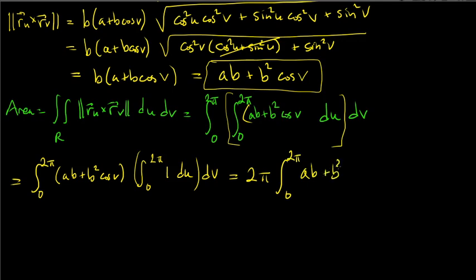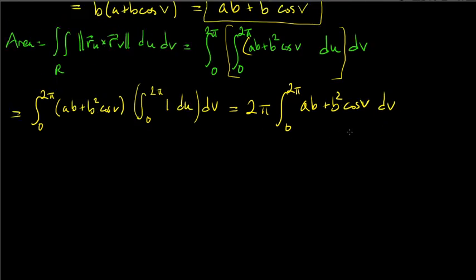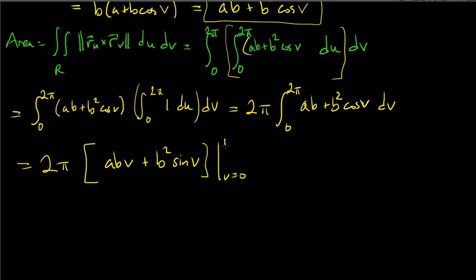Now comes the hard part, I suppose. I mean, it's not that hard, but it's the v integral now, right? So ab is a constant, b squared is a constant, but we just have to integrate cosine of v, which is sine of v. So keep the 2 pi. So this is ab times v plus b squared times sine of v, right? And then we just evaluate this between v equals 0 and v equals 2 pi.